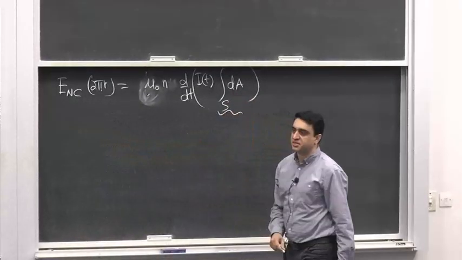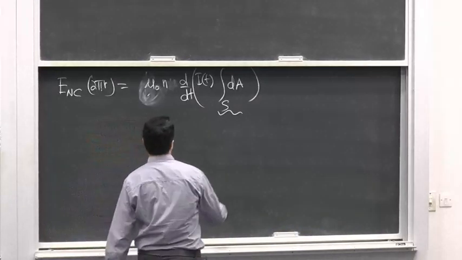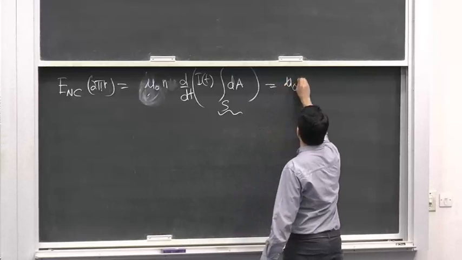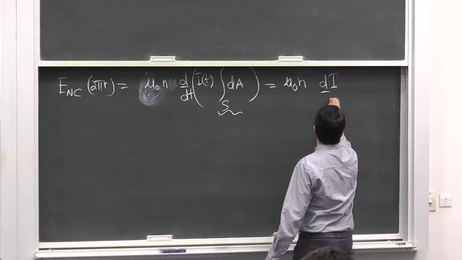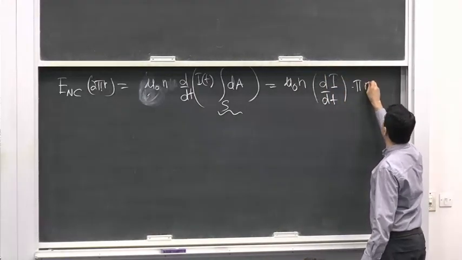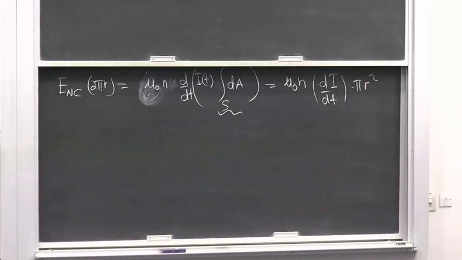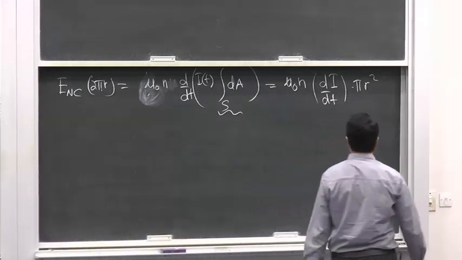So what is this thing? This is the total area enclosed by the surface S. And what is that thing? Mu naught n dI/dt multiplied by the area, and the area is pi r squared. So that's your surface. The total area of this surface is pi r squared. Yes. That's true.